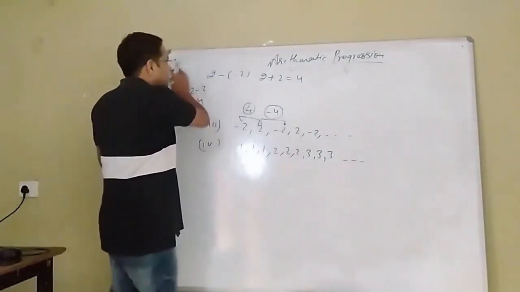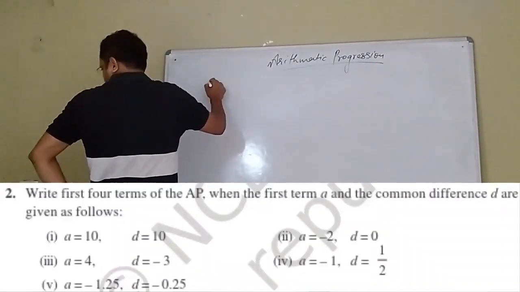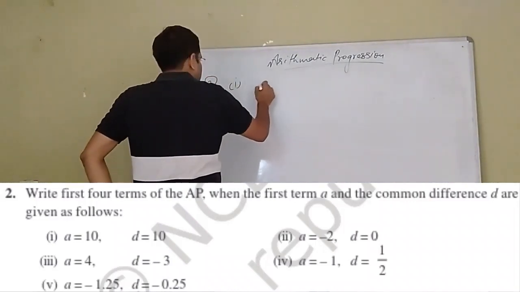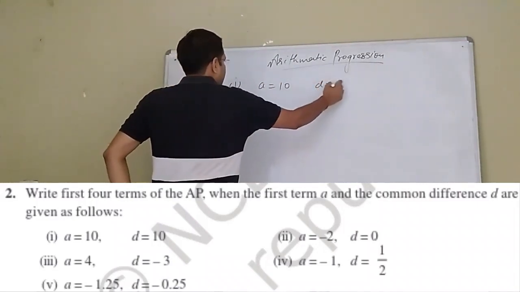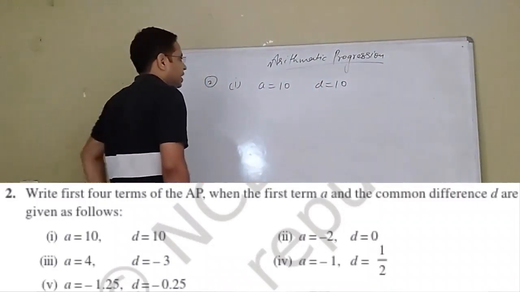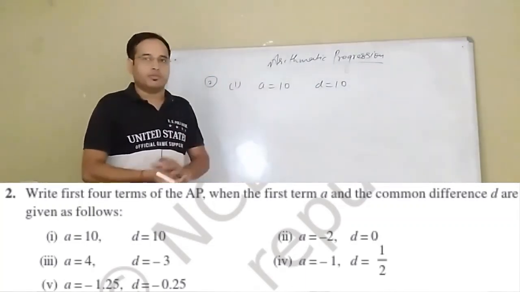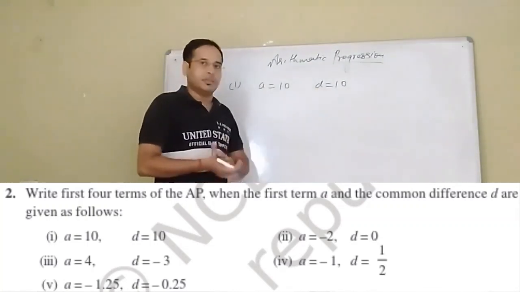So let's move further. First 4 terms of an AP. For example, second one, the first. Let's see. A is given 10 and D is given 10. We are asked to write the first 4 terms of this given arithmetic progression whose first term is 10 and the common difference is 10.